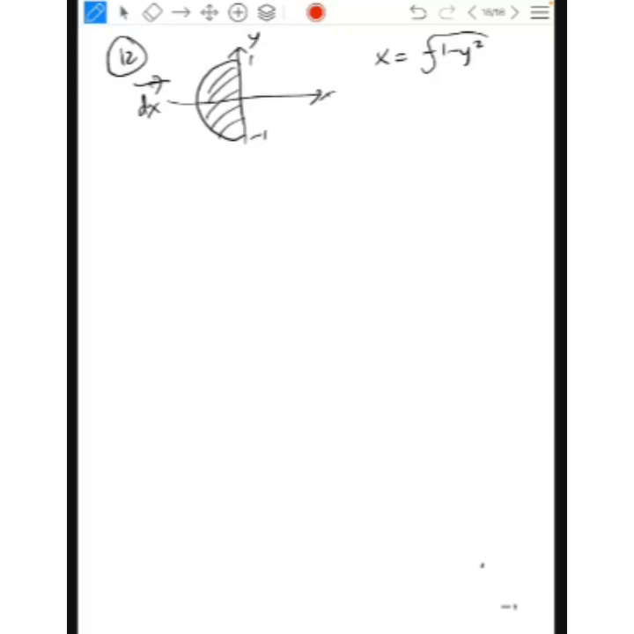So converting to polar, you'll get theta from pi over 2 until 3 pi over 2, because this one is pi over 2, here is 3 pi over 2. And then your r is 0 to 1, because the circle radius 1 means r equals to 1. So the integrand, the square root of x squared plus y squared, will be r, and then dx dy will be r dr d theta. So again, this one will be r squared.